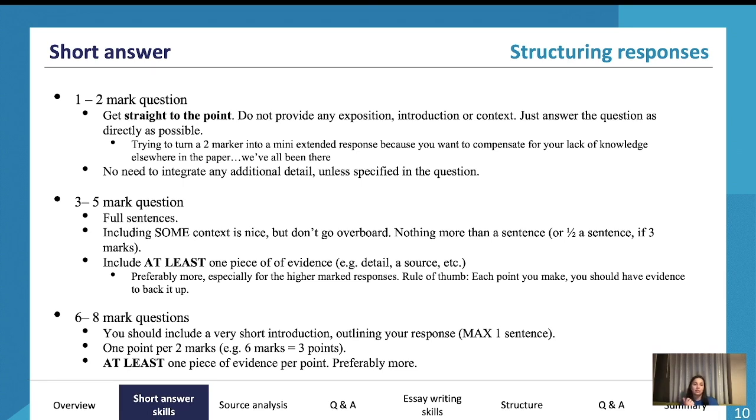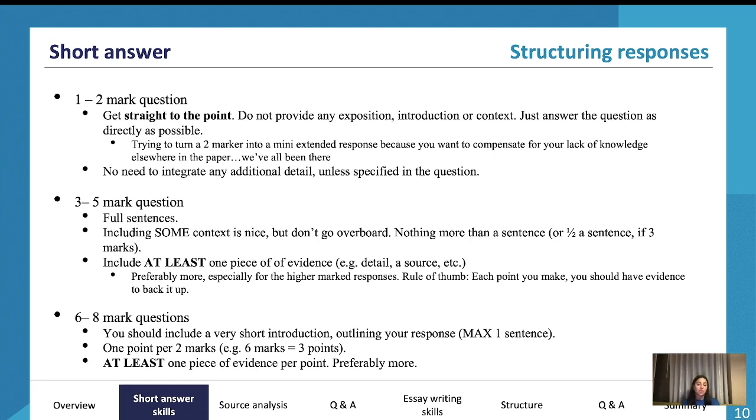Only once you get to 3 to 5 markers are you going to full sentences. You can include some context, but you don't have to go overboard. It's nothing more than a sentence max. And you just want one piece of evidence. Whether that evidence is a detail, a statistic, or a source is up to you. But as you get up higher in the marks, you should be using different pieces of evidence.